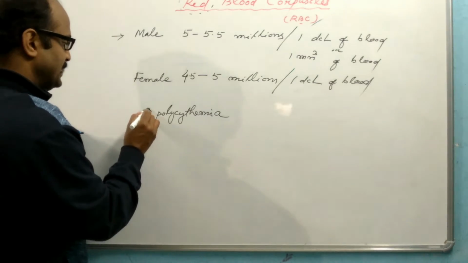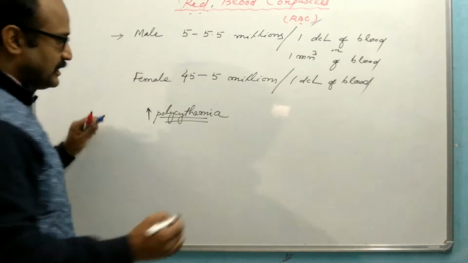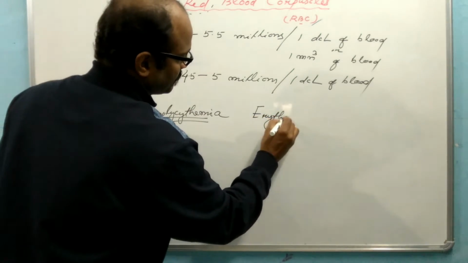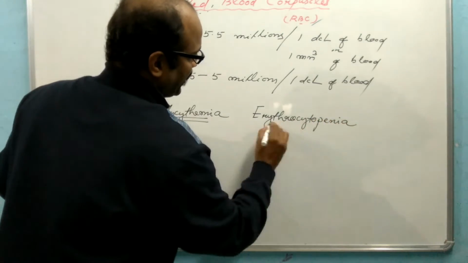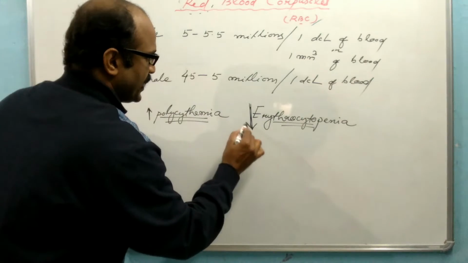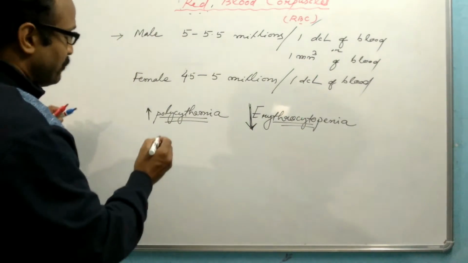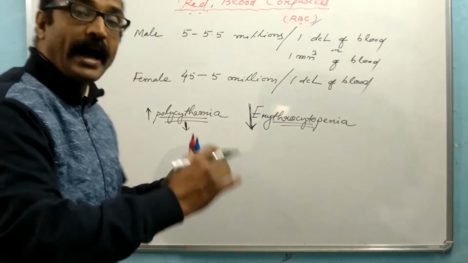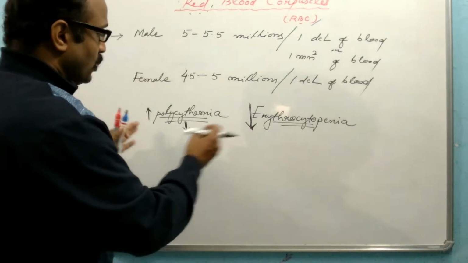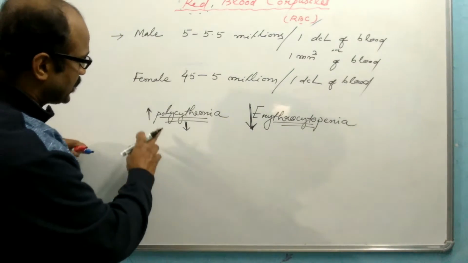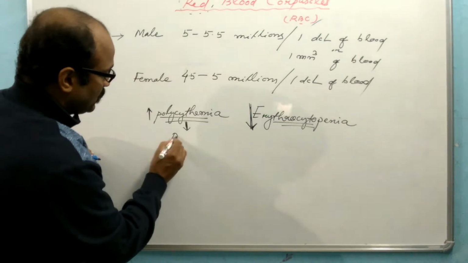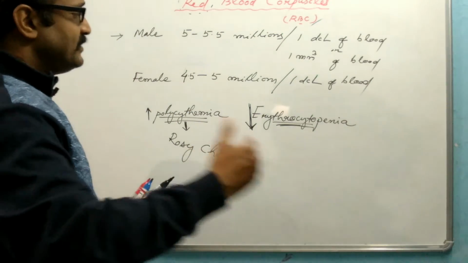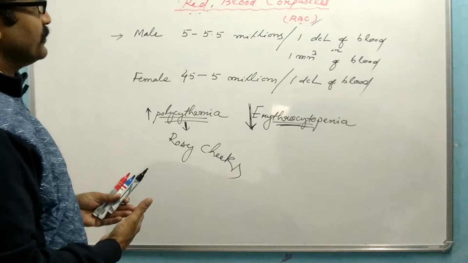If the number of RBC increases from the normal level, this is known as polycythemia. If the number decreases from the normal level, this condition is known as erythrocytopenia. So erythrocytopenia means the decrease of RBC count from the normal level. Polycythemia is observed in those who live in hilly or high altitude regions; they have more RBC per unit volume of blood, and this condition, polycythemia, causes rosy cheeks.